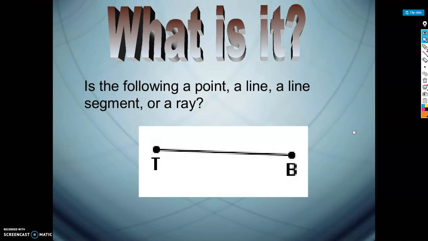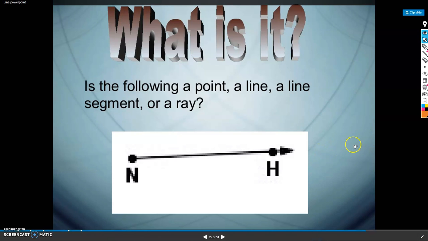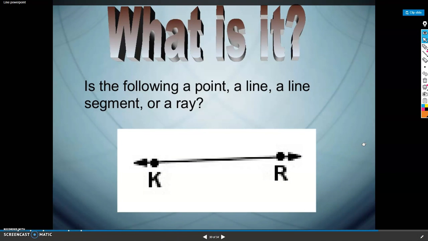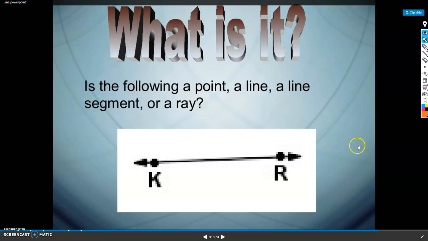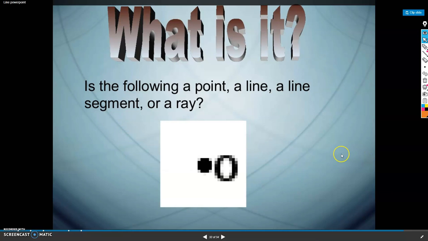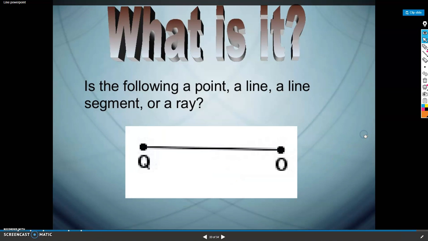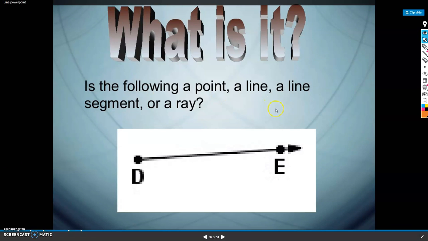And is this a line, line segment, ray, or a point? Line segment. I know it's blurry, but that is a ray. That is a line. Have our arrows on the outside. That is a ray. And that is a very blurry, pixelated point. And line segment. Oh, one more. And a ray. All right, very good.